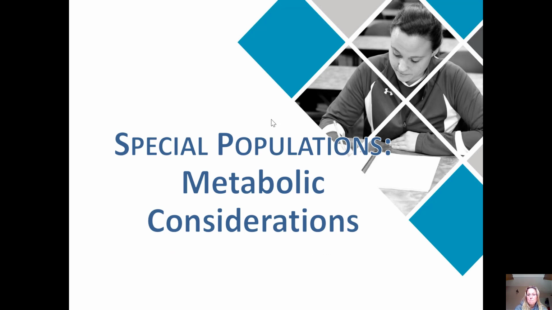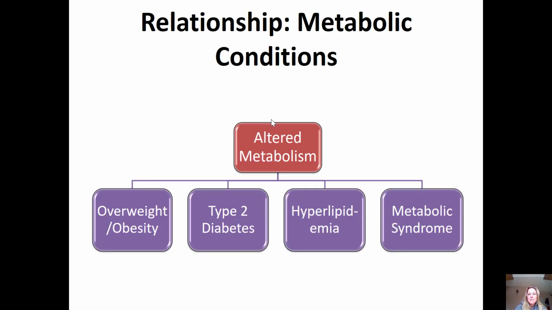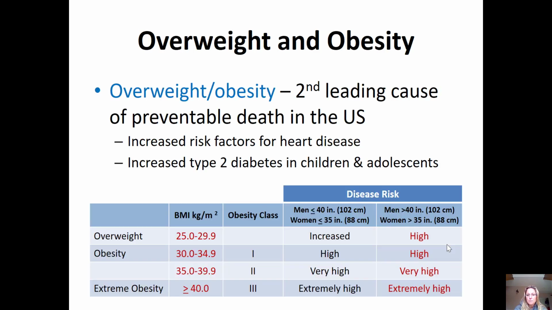That population has an altered metabolism. Here you can see some of the ones that are talked about in this particular chapter. One is overweight or obese clients. Two is diabetics, type 1 and type 2. Three is hyperlipidemia, so cholesterol folks. And four is the metabolic syndrome category. Those are the four metabolic conditions that are discussed in this chapter.